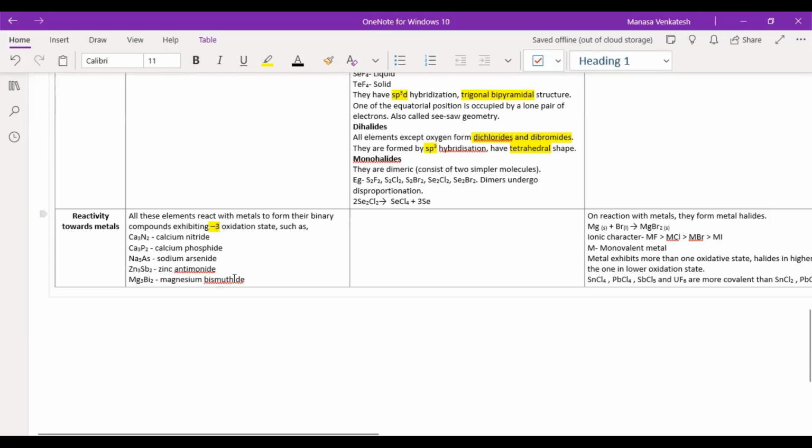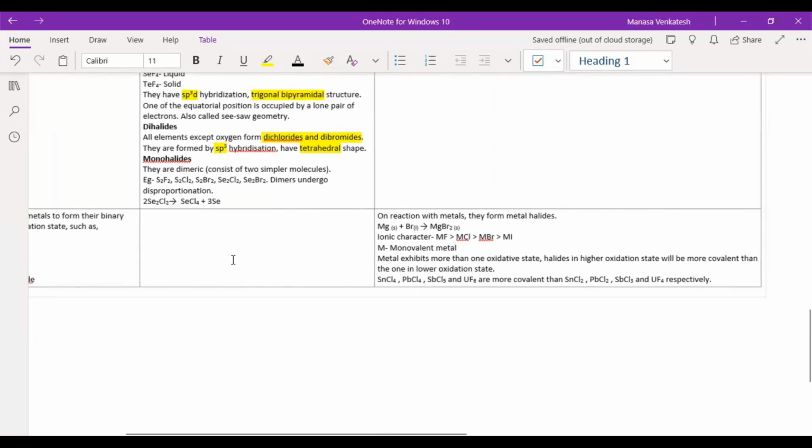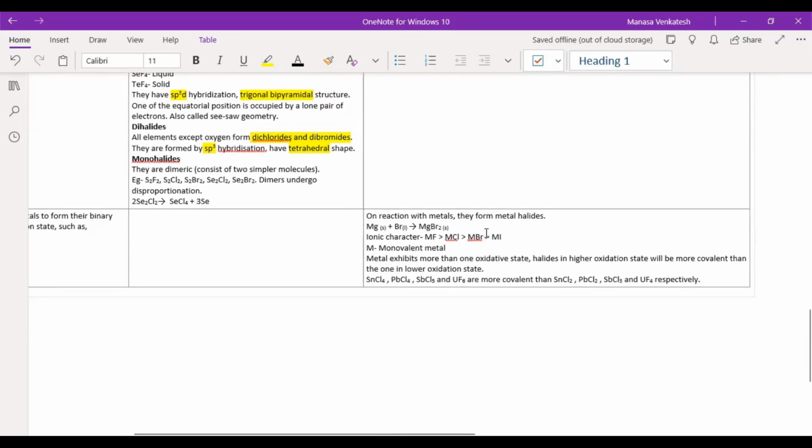So here you have a list of various compounds like calcium nitride, calcium phosphide, sodium arsenide, zinc antimonide, and magnesium bismuthide as various examples. The last one, halogens on reaction with metals, they form metal halides. So here you have magnesium reacting with bromine to form MgBr2. And as we go down the group, the ionic character is decreasing. And M over here is any monovalent metal.